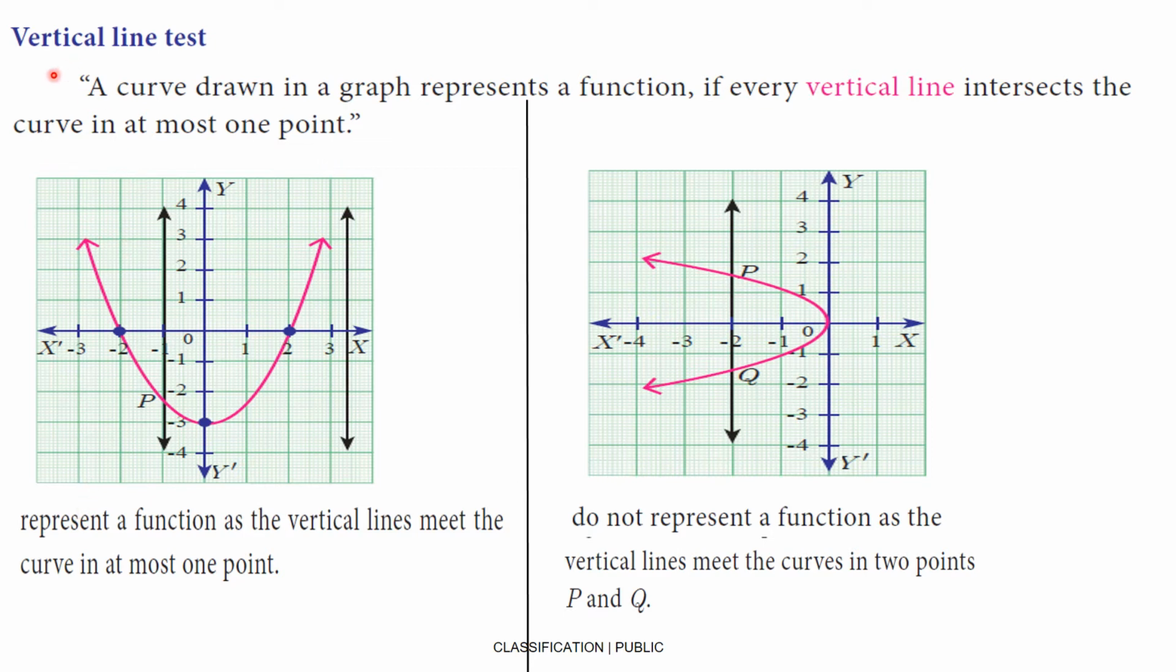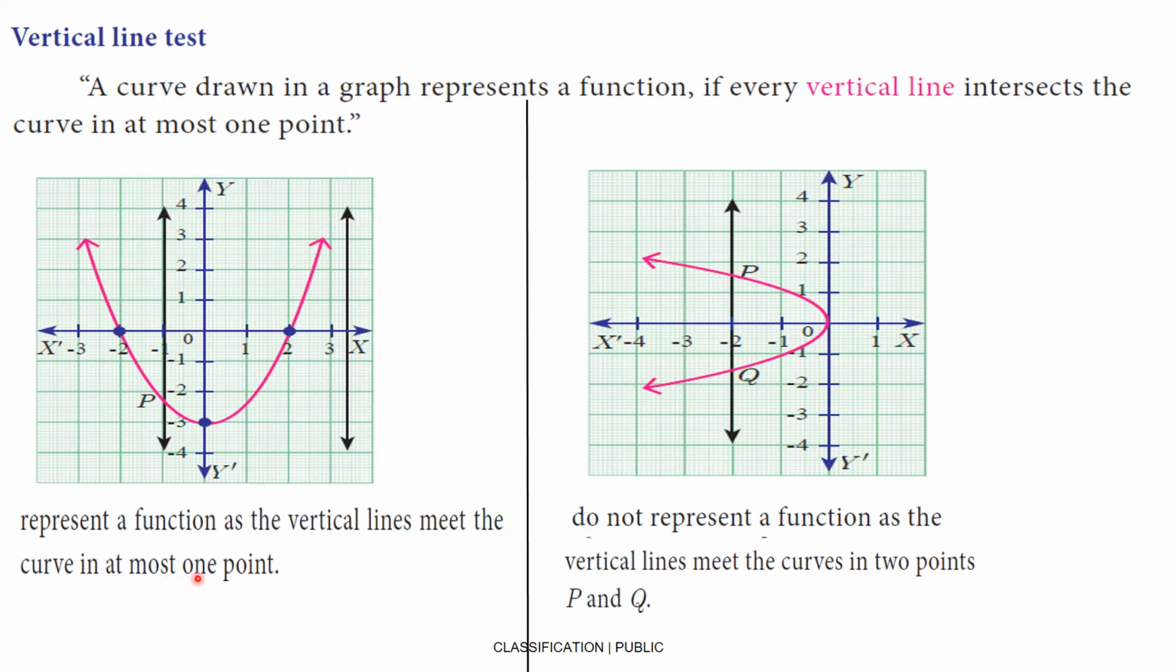Next, we will see the vertical line test. What is that? It tests whether a curve drawn in a graph represents a function. Already we know that if every vertical line intersects the curve at most at one point, then it is satisfied. You see this figure? This curve represents a function. It intersects at most one point. So it is satisfied, and it represents a function as the vertical line meets the curve at most at one point.